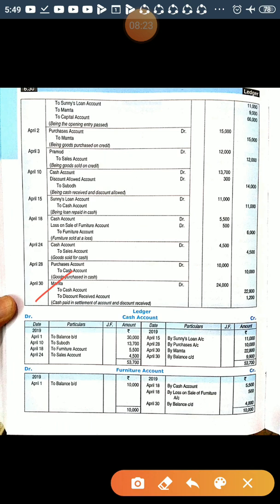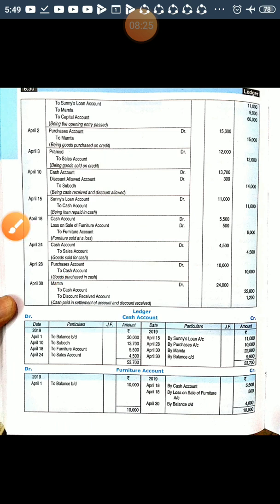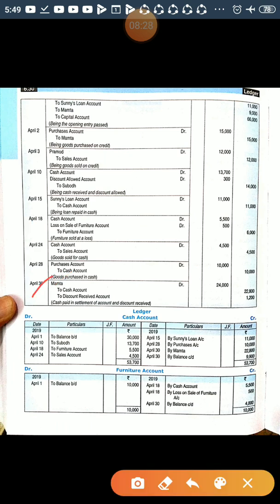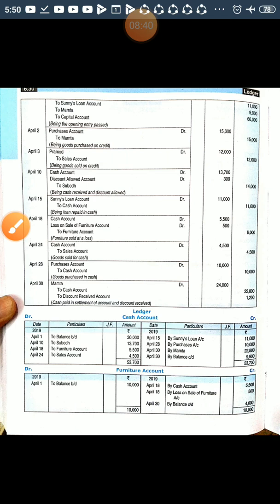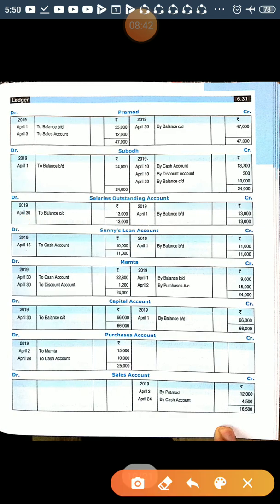Mamta is involved here. So Mamta has been debited with 24,000, and on the debit side of Mamta there are two accounts that have been credited against her. So in Mamta account we will write to cash account, to discount account, 24. If you total it, this will be 24,000.